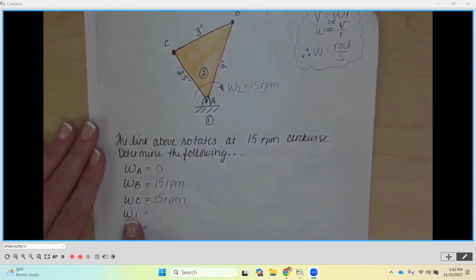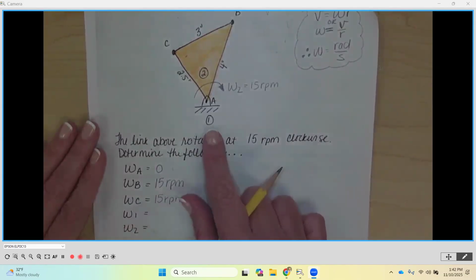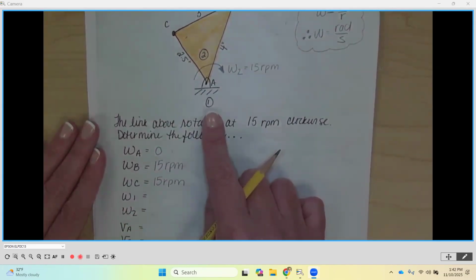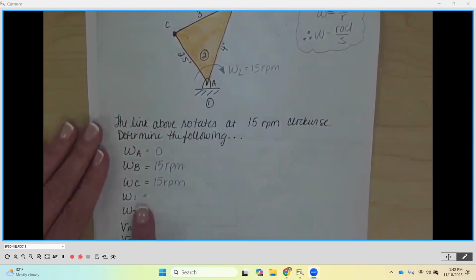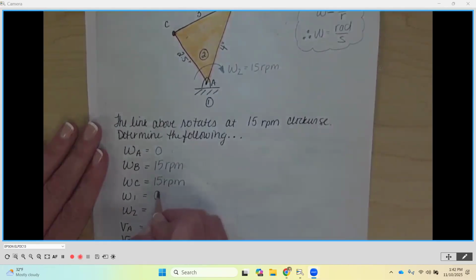The next one is the angular velocity of link number 1. Link number 1 is the frame. So what's the angular velocity of the frame? Should be 0, right? Yep, we always know that the frame is not moving. So W1 is going to be 0.